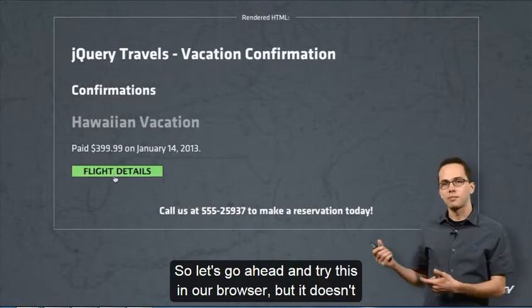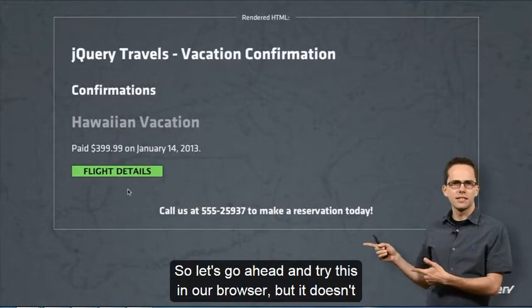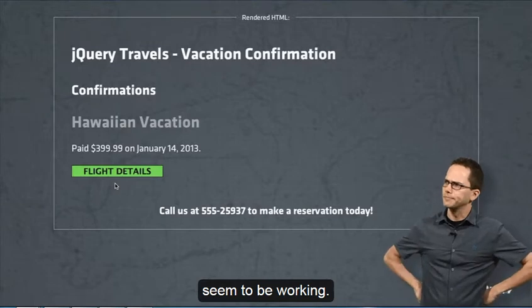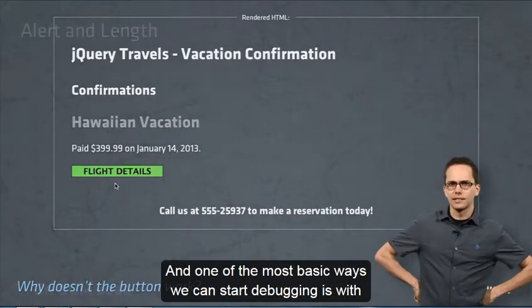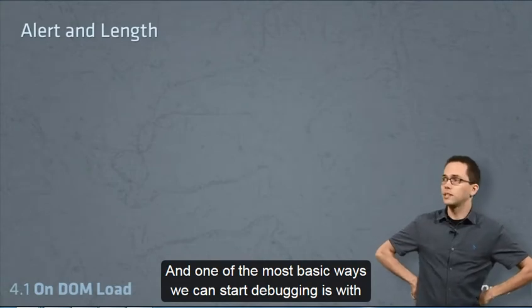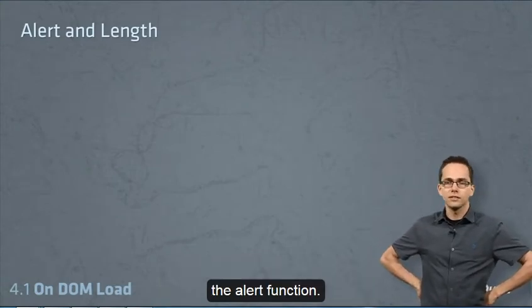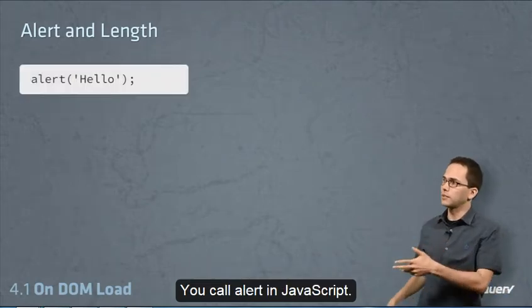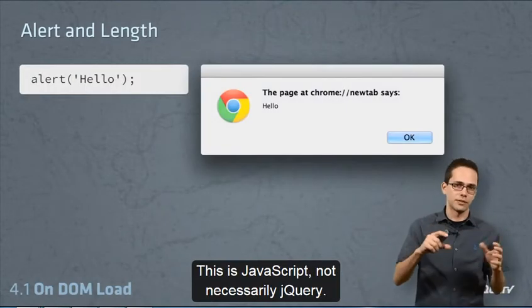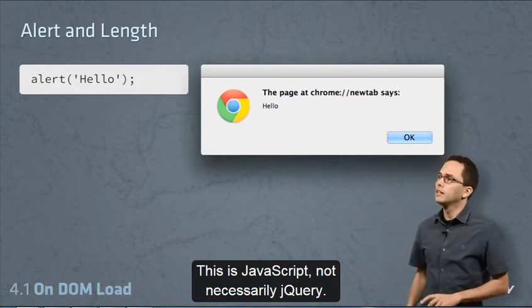So let's go ahead and try this in our browser, but it doesn't seem to be working. We're going to have to figure out how to debug this JavaScript. And one of the most basic ways we can start debugging is with the alert function. You're probably familiar with this. You call alert in your JavaScript and you get this little pop-up. This is JavaScript, not necessarily jQuery.